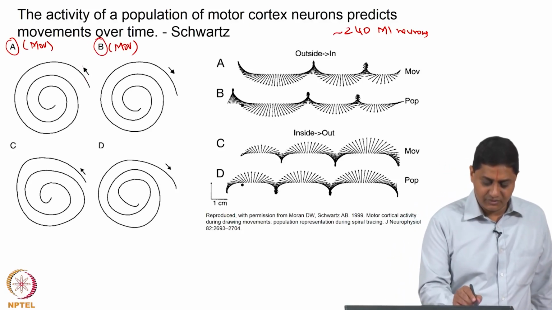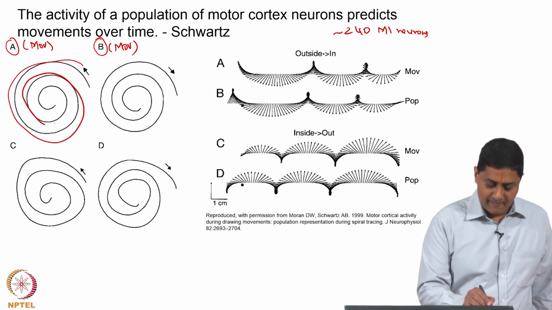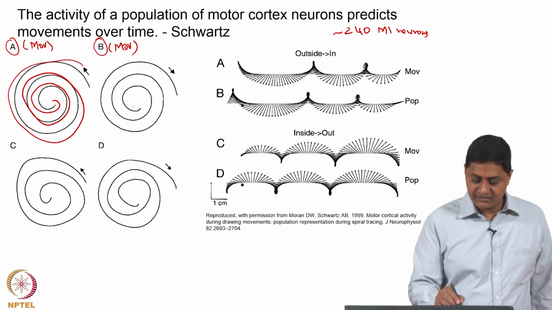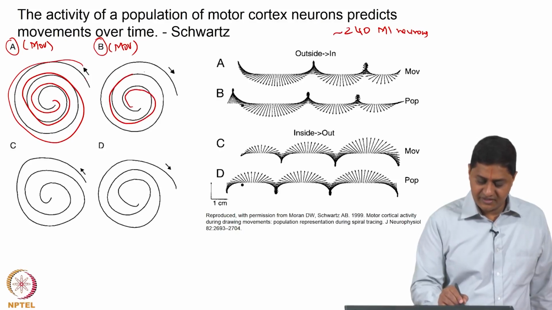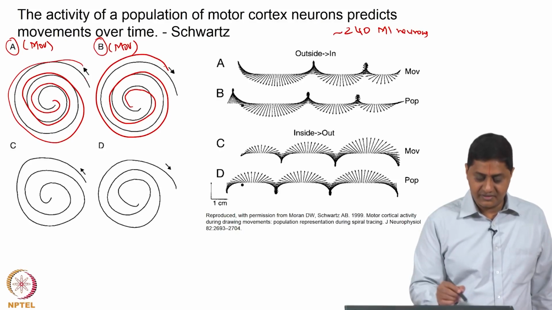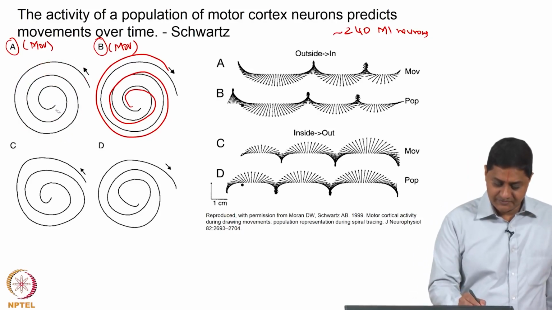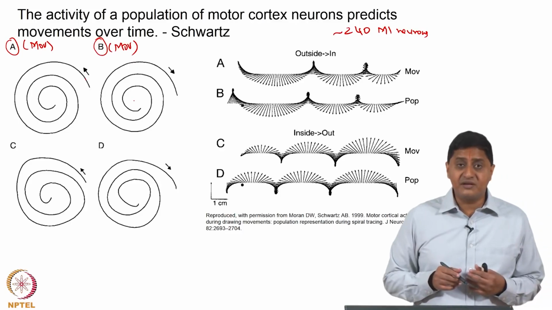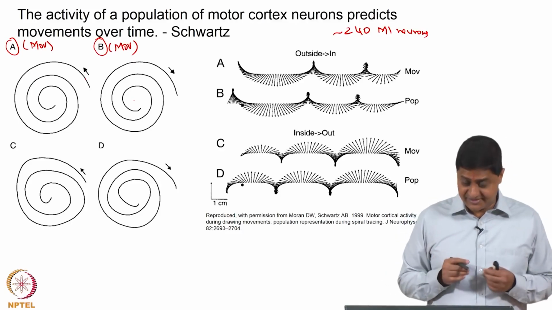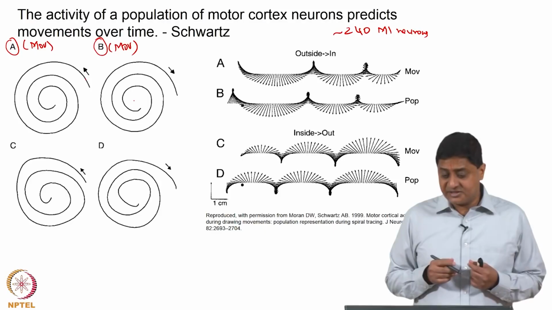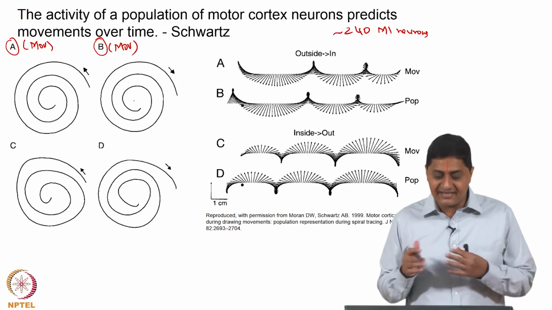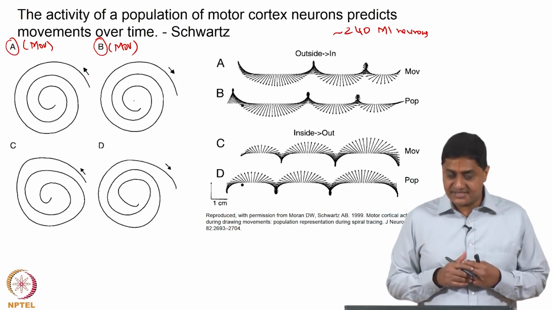In other words, I could either do that, going from outside to the inside, or in this case the monkey is going from inside to the outside. So, there are 2 possibilities. Figures A and B represent the actual movement trajectories. From these movement trajectories it is possible for me to decompose them into instantaneous directions and velocities.